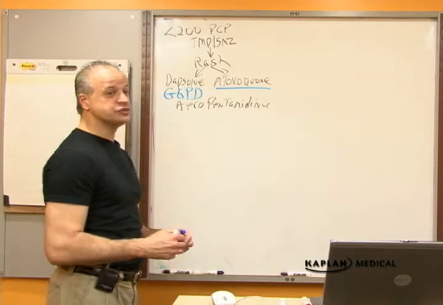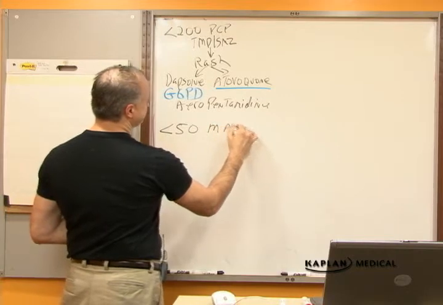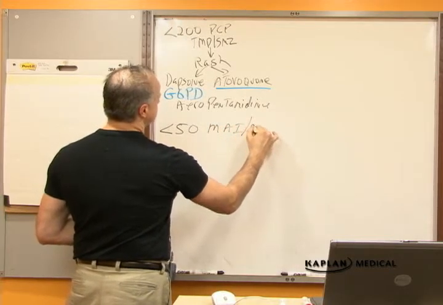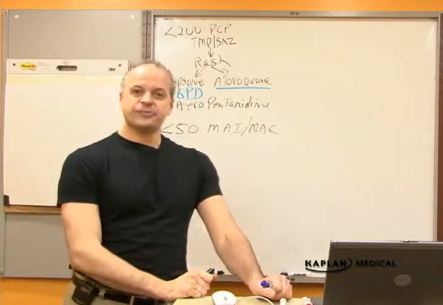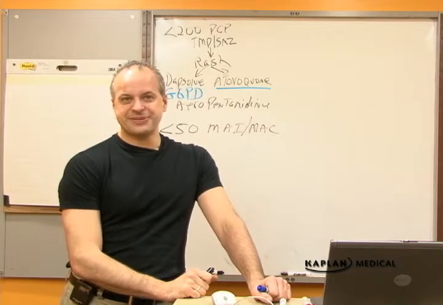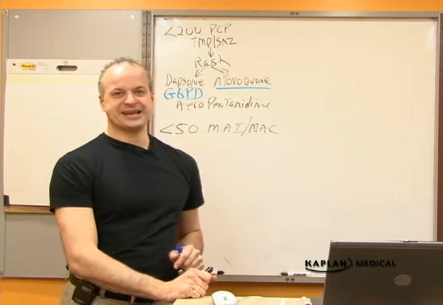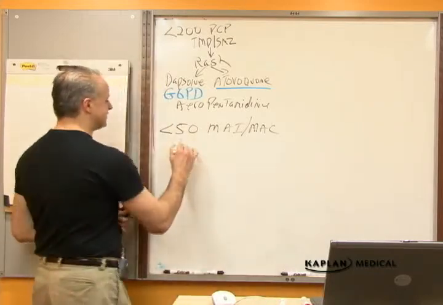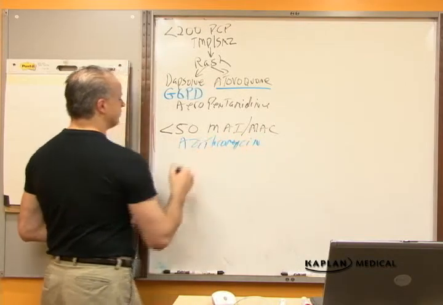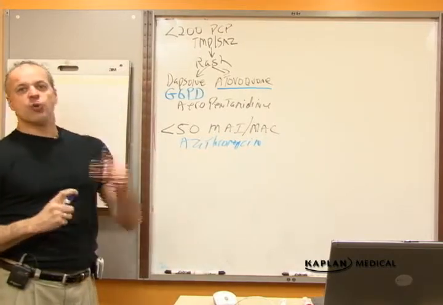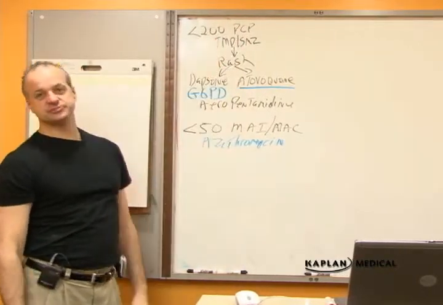Now, the only other routine prophylactic medication, at under 50 T cells, is for Mycobacterium avium intracellulare, also known as Mycobacterium avium complex. MAI and MAC. This is the only other routine prophylactic medication. Azithromycin is the routine prophylactic medication. It's once a week and it's very easy. That's it.